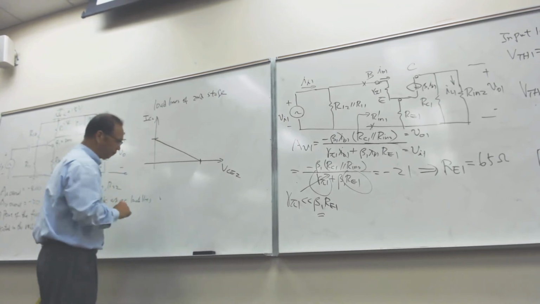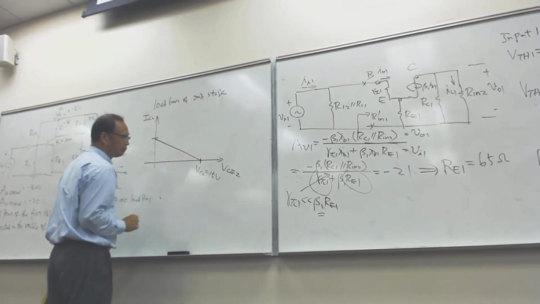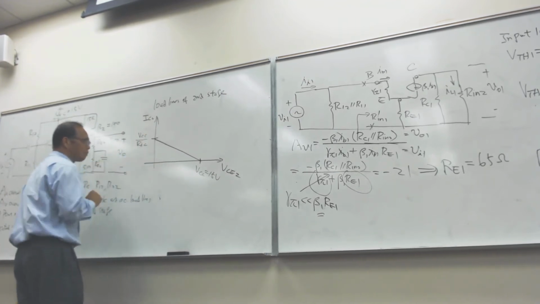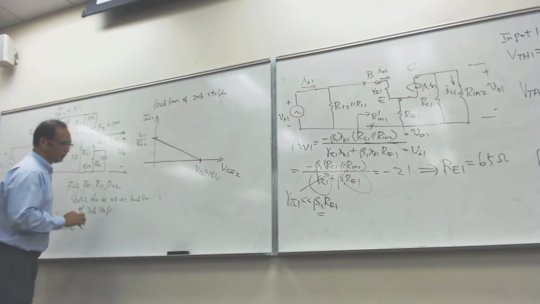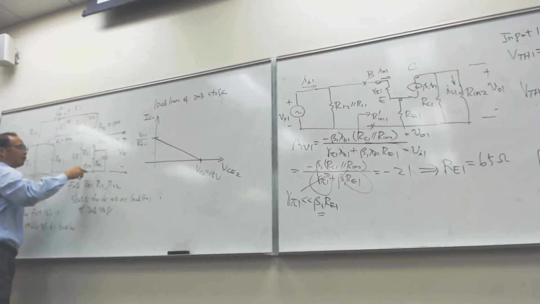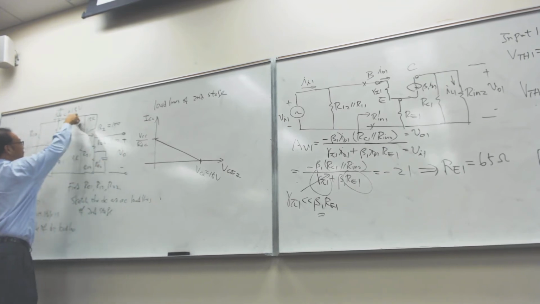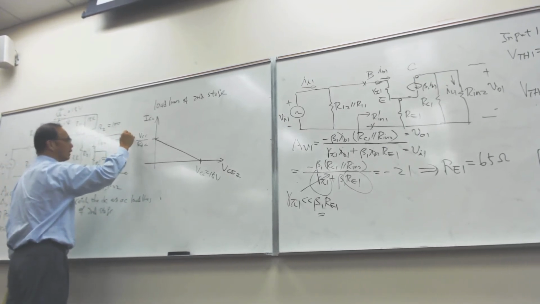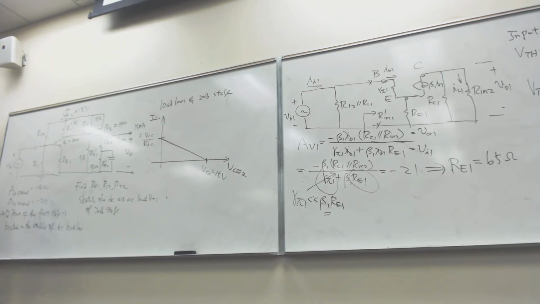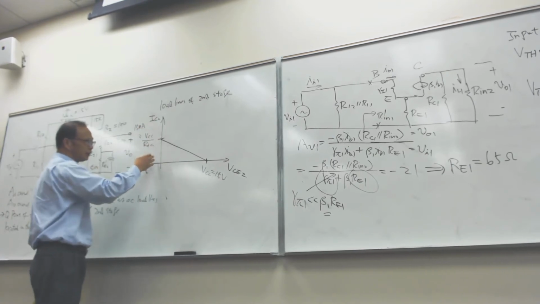And the two boundaries are VCC, which is 15 volt, and VCC over RDC. What is RDC? I go from the top to the bottom on the DC condition. This is open, so it's 1K. 15 divided by 1K, what do you get? You get 15 milliamp. So that's the boundary condition of the y-axis.